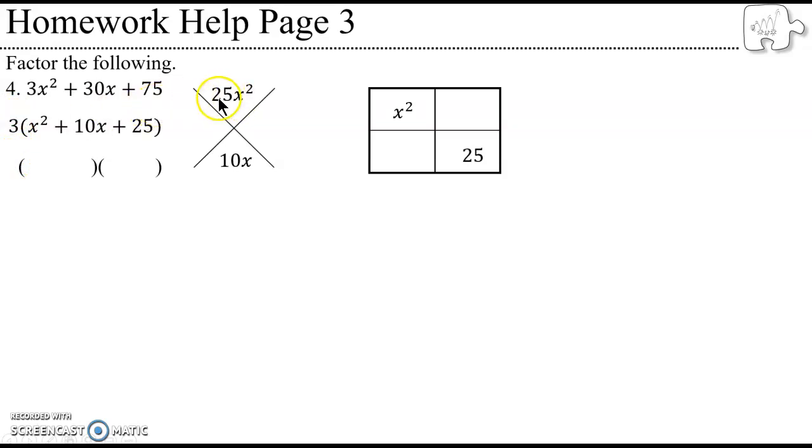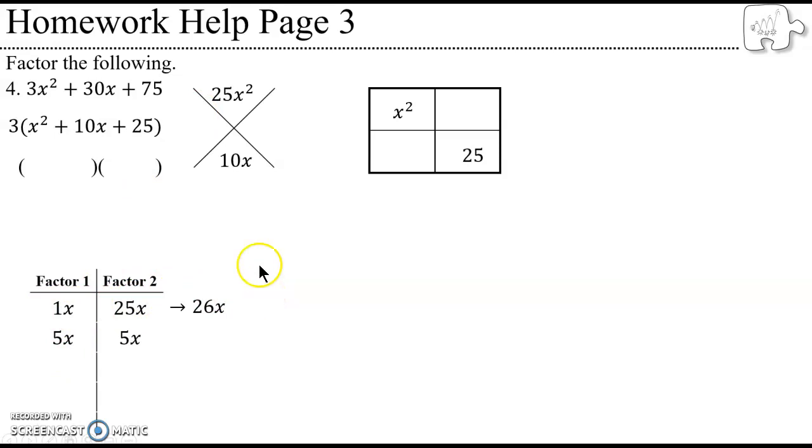So now we got to think about the numbers that multiply together to give us 25x squared. Right? That's 1x and 25x. So that gives us 26x. Right? We want them to add to 10x. 5x times 5x is 25x squared. You add them together, you get 10x, so that works. So we're going to put a 5x here and a 5x here. Which means we could also put a 5x here and a 5x here.